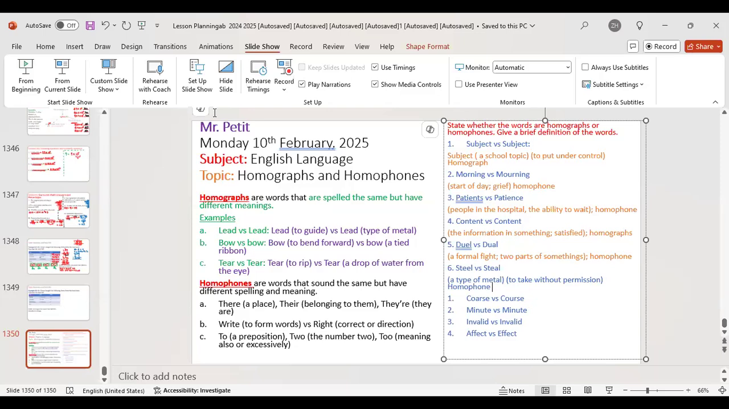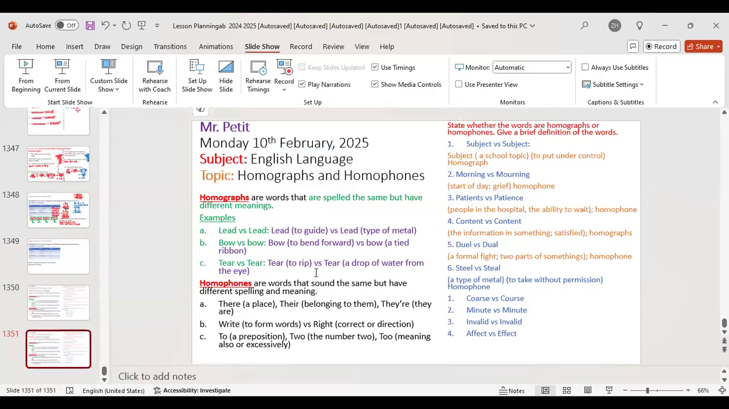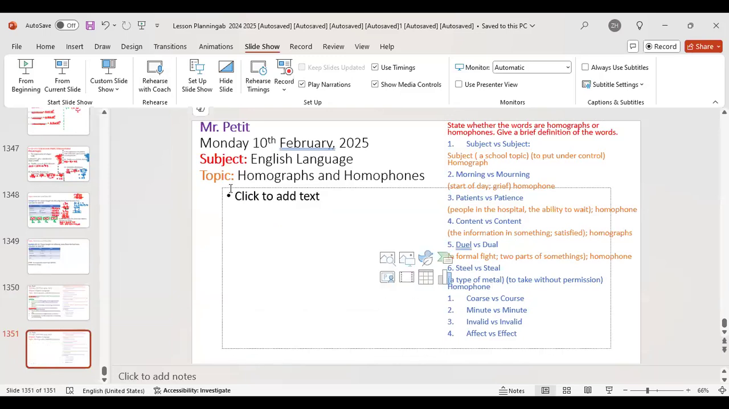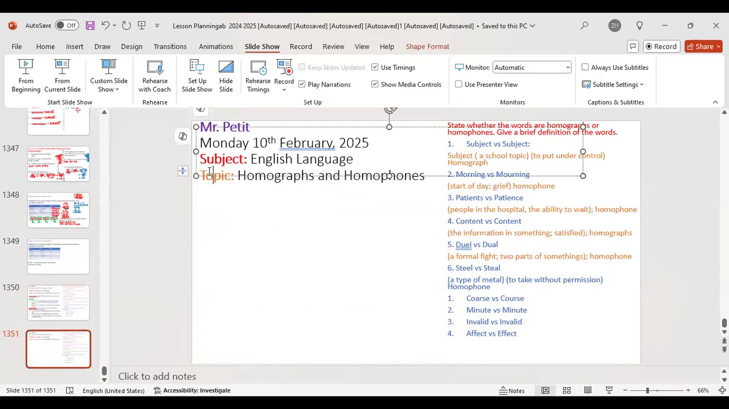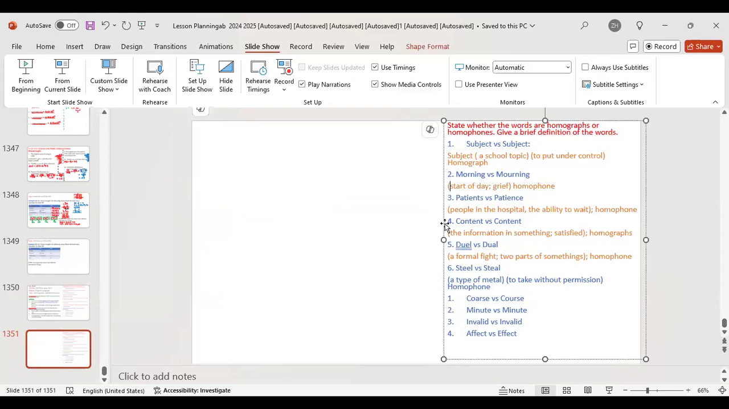All right. I'm going to move this, duplicate. Almost done. All right.